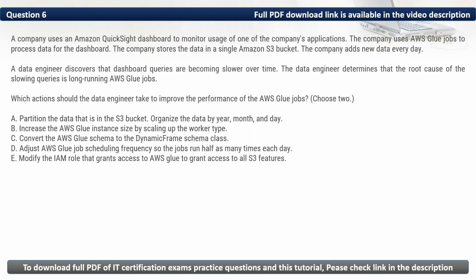Question 6. A company uses an Amazon QuickSight dashboard to monitor usage of one of the company's applications. The company uses AWS Glue jobs to process data for the dashboard. The company stores the data in a single Amazon S3 bucket. The company adds new data every day. A data engineer discovers that dashboard queries are becoming slower over time. The data engineer determines that the root cause of the slowing queries is long running AWS Glue jobs. Which actions should the data engineer take to improve the performance of the AWS Glue jobs? Choose 2.